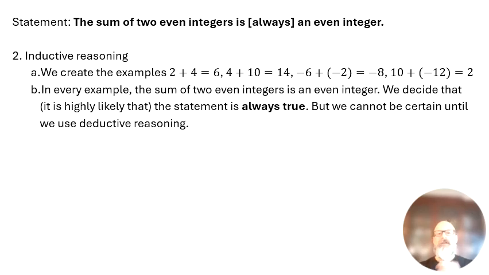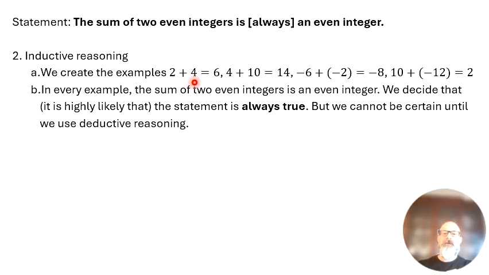The sum of two even integers is an even integer. Before you do the proofs, the deductive reasoning, you try to establish for yourself whether or not the statement is true by doing something called inductive reasoning. This is where you get a bunch of examples and see whether they all seem to work out.